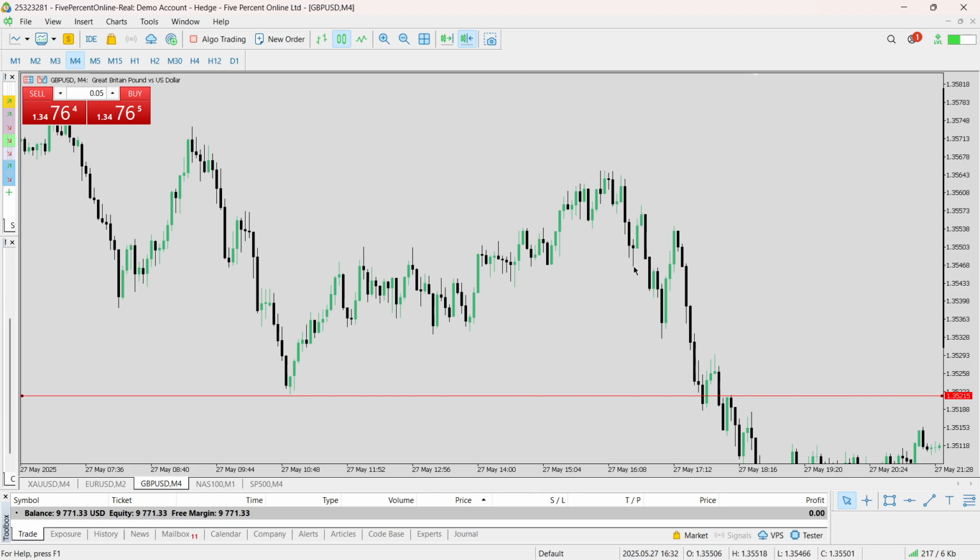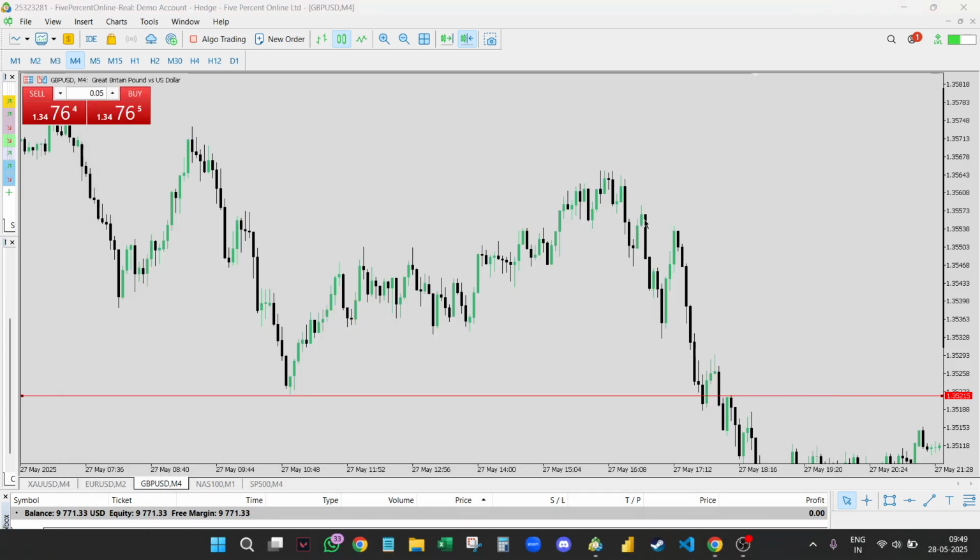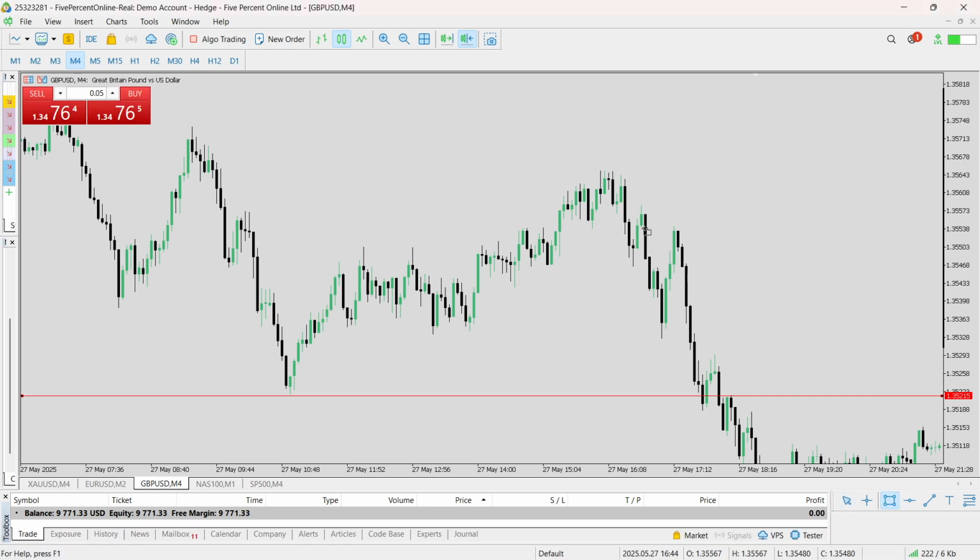Given a structure shift here. So this becomes an order block plus a switch. You could take an entry from here. Making stops right above here. And take the target here.